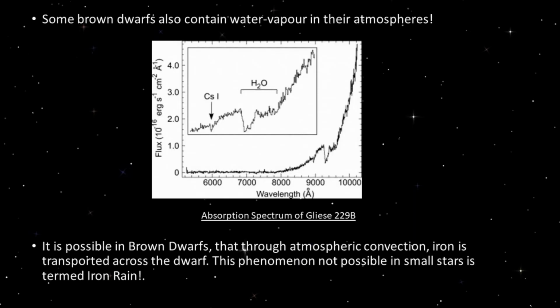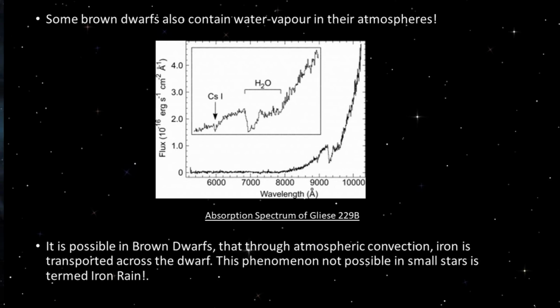Some brown dwarfs also contain water vapor in their atmospheres. Here is a graph of the absorption spectrum of Gliese 229b. It is possible in brown dwarfs that through atmospheric convection, iron is transported across the dwarf. This phenomenon, not possible in small stars, is termed iron rain.